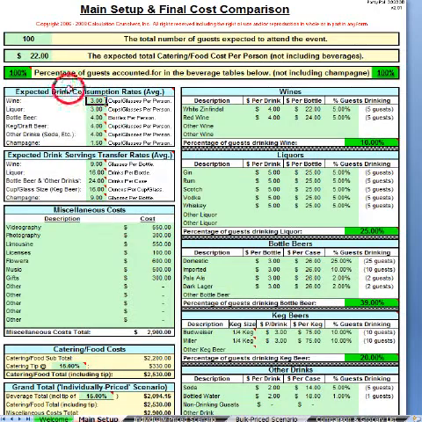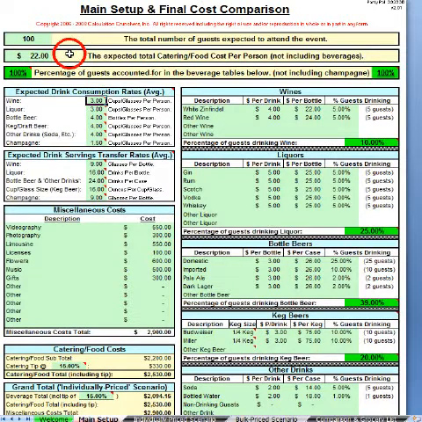Looking at the scenario that I've already put in, I have 100 guests coming to my event. I have a $22 per person catering cost for food. Now depending on your situation, you may have a zero in this spot. If you're hosting an event at your home, then you're possibly not going to have a number in there for the catering cost for food. But if you're having an event, maybe a wedding at a hotel, you're likely going to have a fee there per person per plate of food that you're being charged by the establishment for the catering of the food.